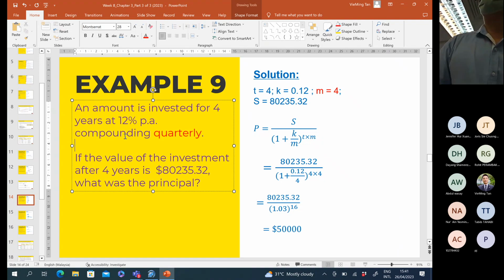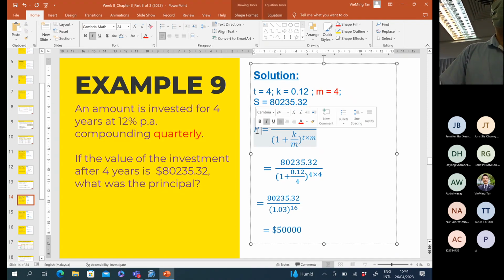Now, if the value of the investment after 4 years is $80,235.32, what was the principal? What is the meaning of all these words? 4 years means the investment period is 4 years, T is equal to 4. $80,235.32 must be the S, the future value, already given to you. Now you're asked to get P. So you apply this formula, which will be given in the test or exam. You just need to plug in the formula and substitute the numbers into each variable.